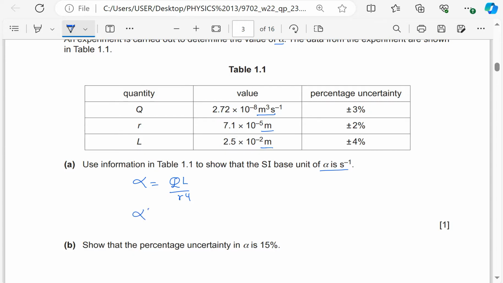So the units of alpha will be for Q, which is M power 3 S power minus 1, times L, which is M, divided by R power 4, which is M power 4. And when we simplify this, this becomes M power 4 S power minus 1 divided by M power 4, and this cancels. So this gives us S power minus 1.